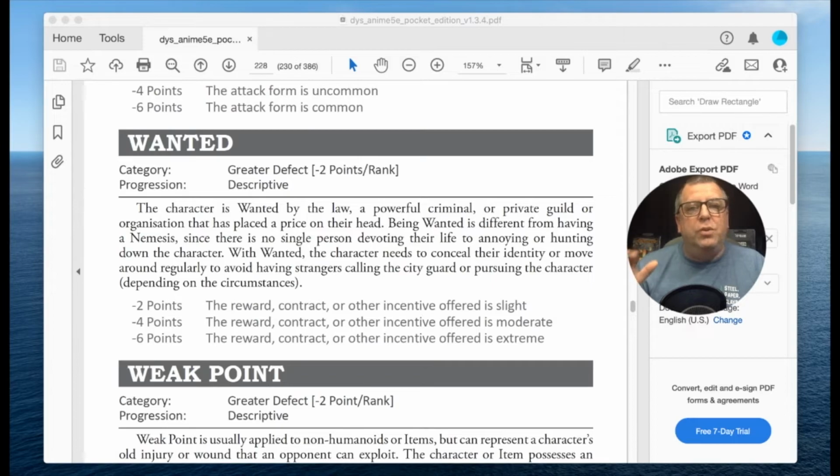So -2 points, the reward, contract, or other incentive offered is slight. -4 points, the reward, contract, or incentive is moderate. -6 points, the reward, contract, or other incentive offered is extreme. So depending on the bounty, it's 100 gold pieces versus 1,000,000 gold pieces that everybody's on alert. Think John Wick, right? I think that'd be a great example too, that listen, there's a bounty and everybody's been alerted. The Thieves Guild is out for you.